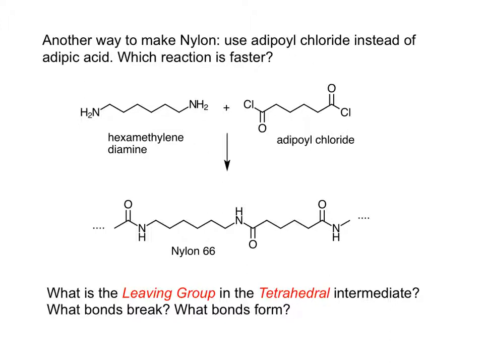Adipoyl chloride is usually used to make nylon instead of adipic acid because the reaction is faster. Why do you think the reaction is faster with adipoyl chloride rather than adipic acid? Turns out that an acyl chloride is more reactive than an acid. And the leaving group when adipoyl chloride is used is the chlorine.